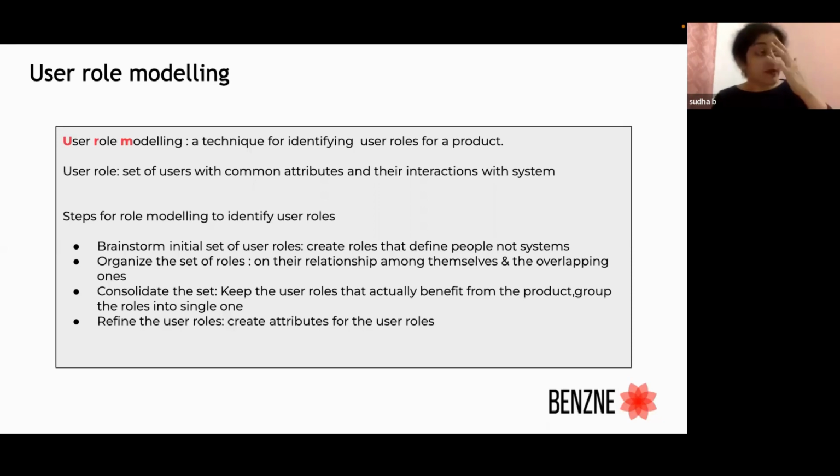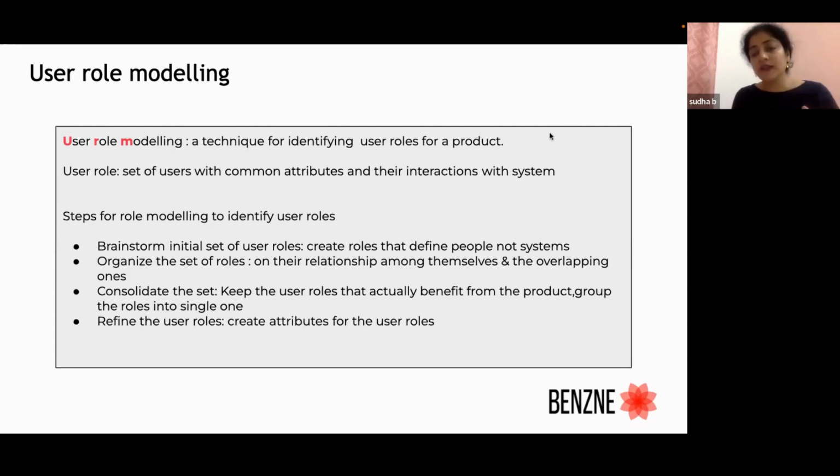So having talked about good user stories, how do you generate user stories? How do you ensure your user stories are great? Or do you mindlessly go about creating user stories as and when you see the requirements or as and when you brainstorm? The crux of a user story, as I mentioned, is the user. How do you find who is your user? The user role modeling technique that we're going to talk about helps you identify user roles for a particular product.